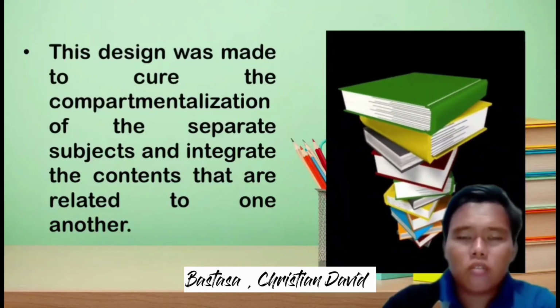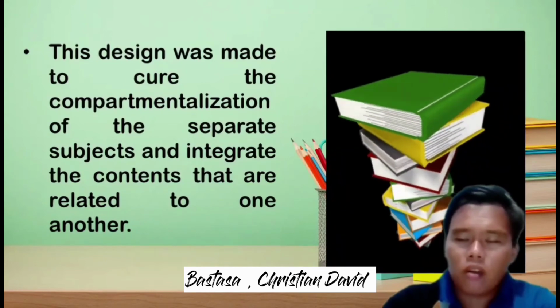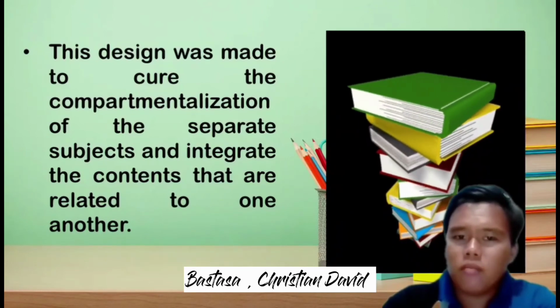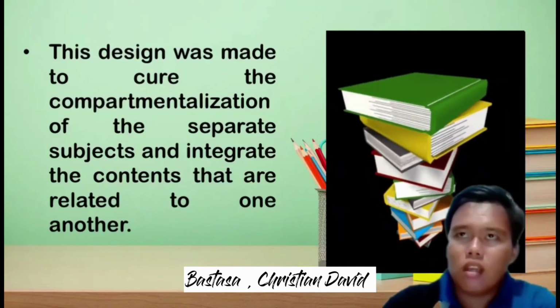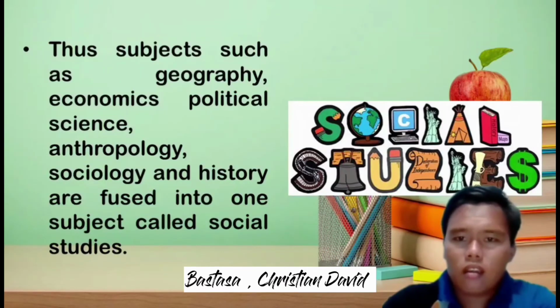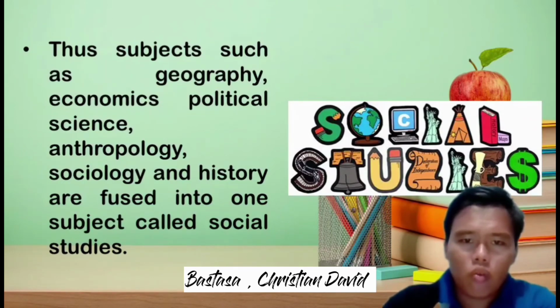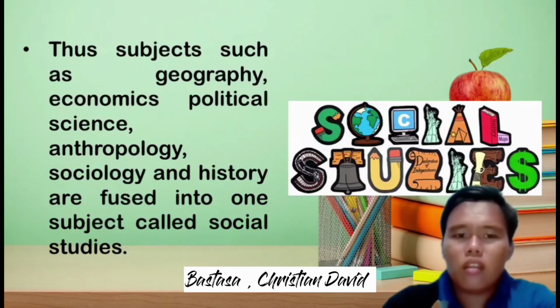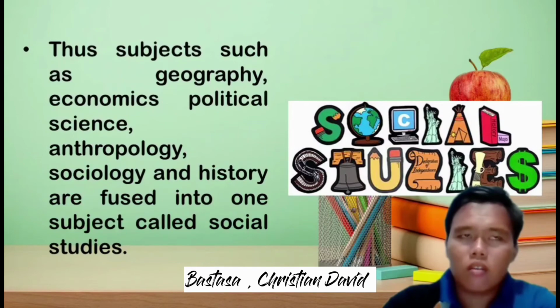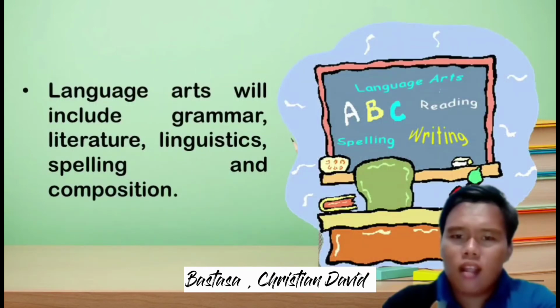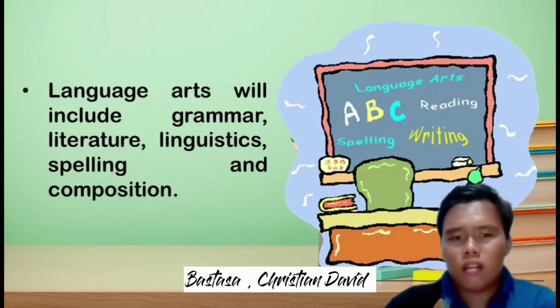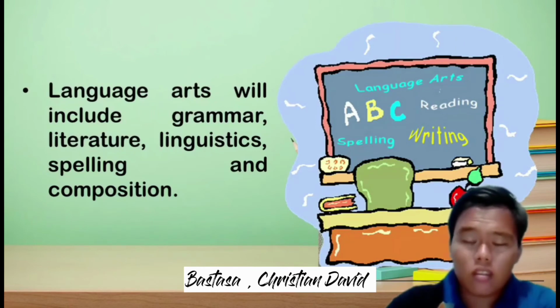Compartmentalization is a division of subjects into sections, and this design can cure compartmentalization. The separated subjects are integrated according to the related content, such as geography, economics, the sciences, anthropology, sociology, and history, which are fused into one subject called social studies. So it was already merged into one subject, and this could be the easy way to study both of the subjects. As well as the language arts will include grammar, literature, linguistics, spelling, and composition. So it is already easy for us to identify where these subjects are related by their contents.